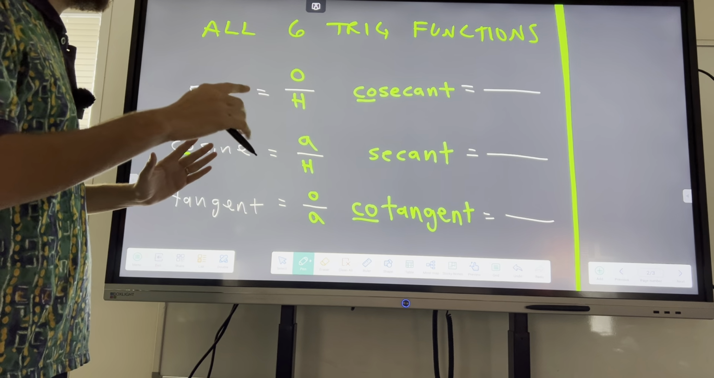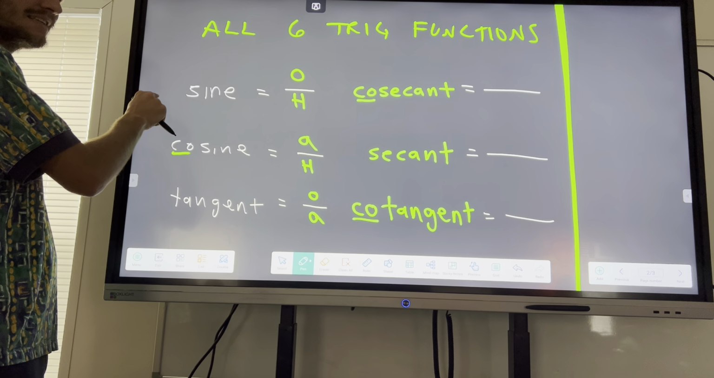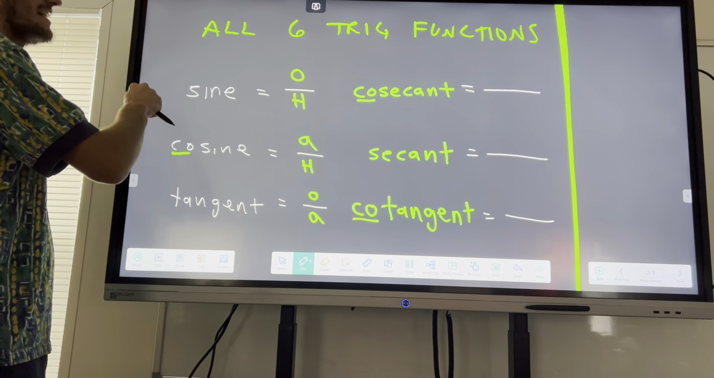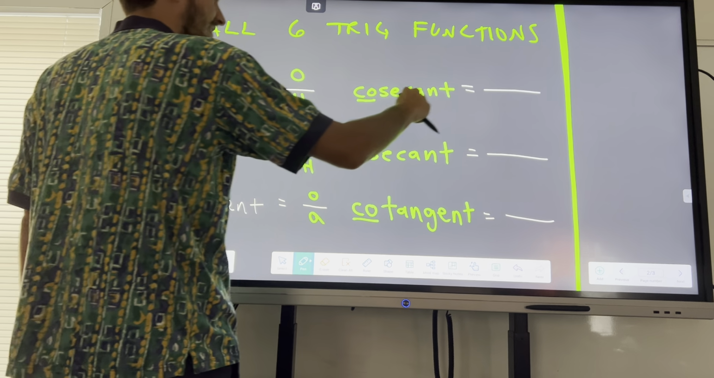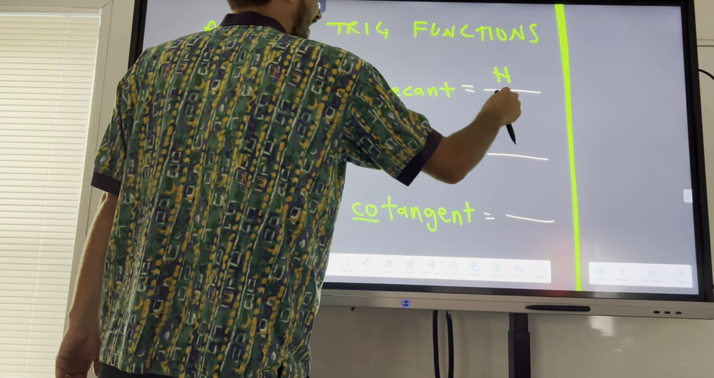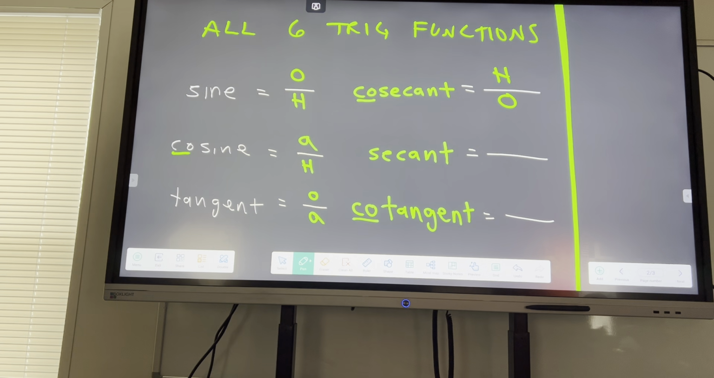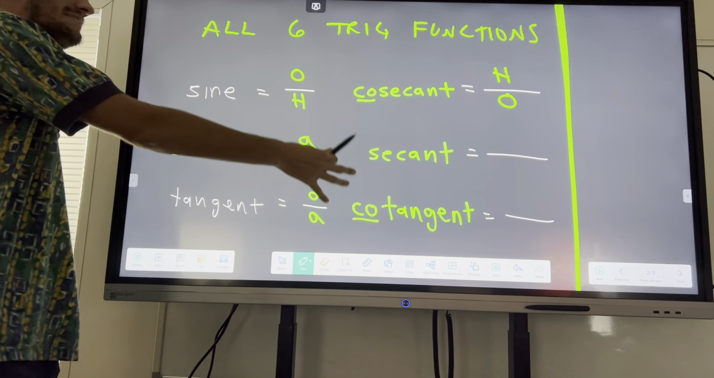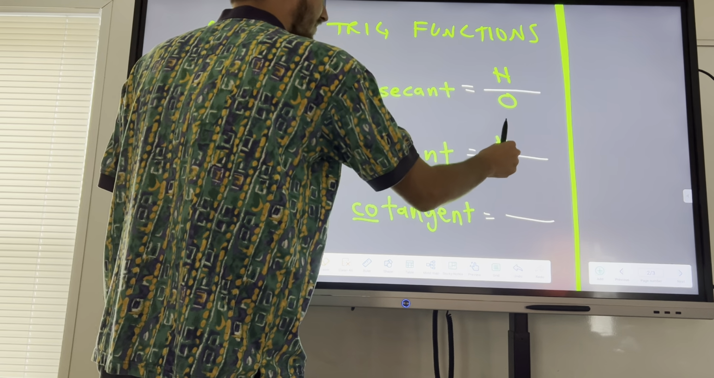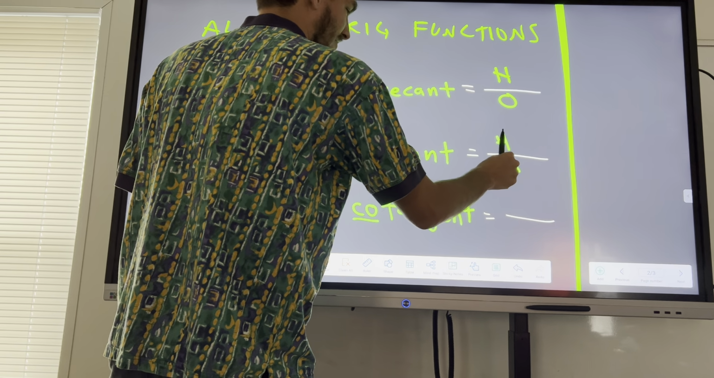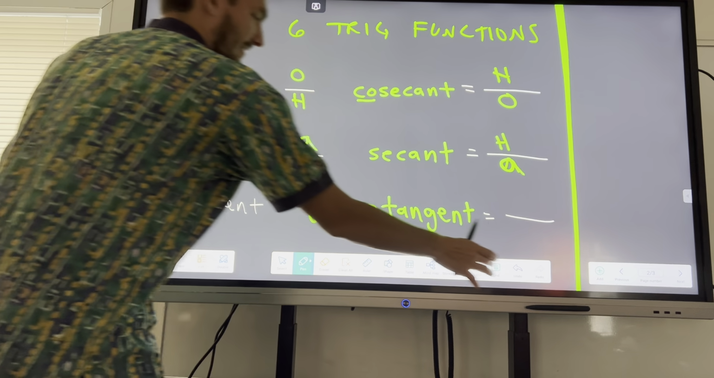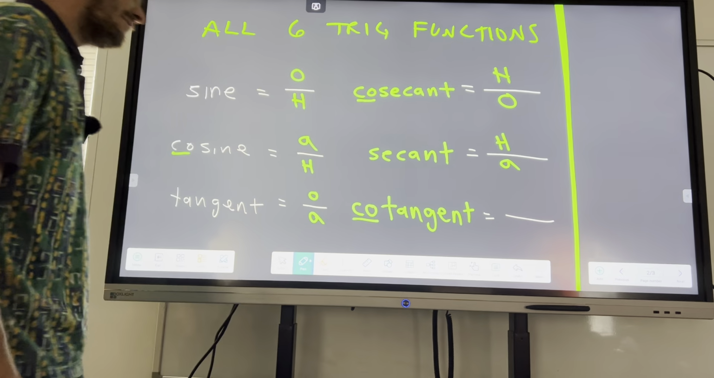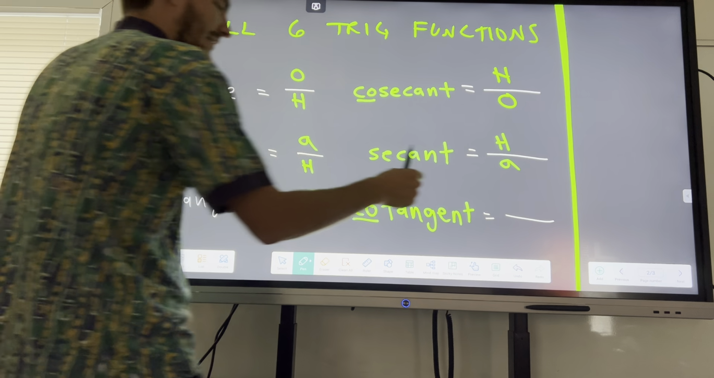So this is what we're trying to do. Sine, kind of randomly, is kind of partnered up with cosecant. Cosecant is H over O. I know that seems like a random match. It kind of is, but that is how they work together. Cosine is A over H. What do you think secant is? H over A. Or I guess I've been doing lowercase a's, so let's keep that going. That's ugly. Let's try again. And then we've got cotangent, which is going to be, right? You guys get it.